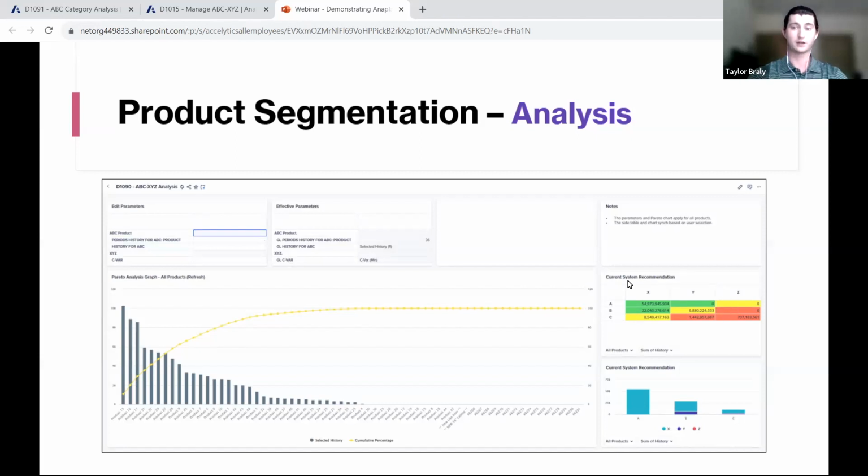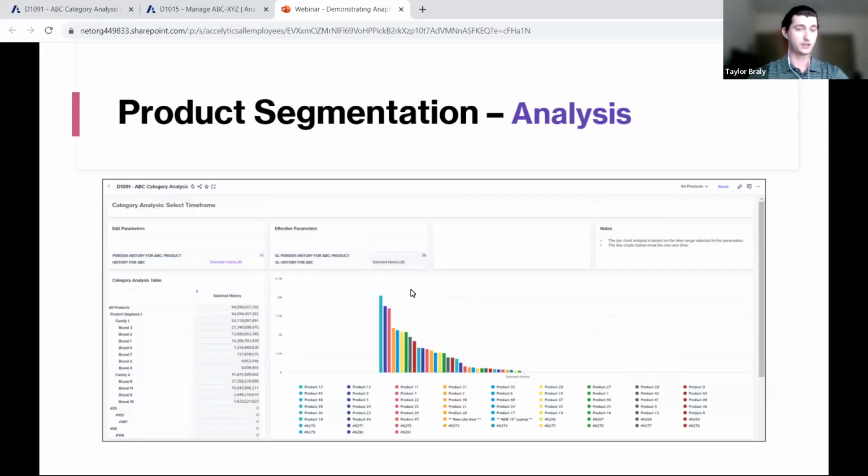Here we have the current system recommendations. It is color-coded in order to determine which products are performing the best. In the upper left, starting with AX, this is going to be your high volume, high demand. Then as you navigate down your ABC, XYZ, you start going down in lower volumes and lower demand. The color coordination will let you know, moving from green to yellow to red, in terms of the performance.